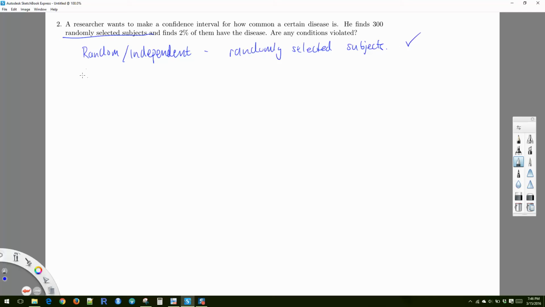Okay, we have a big population. So what would our population be in this case? Not 300. The population is everyone, everyone in the world, because we want to know how common a disease is. So this is everyone who could even be exposed to the disease. But it doesn't say if it's coming from a city or a country or the world.